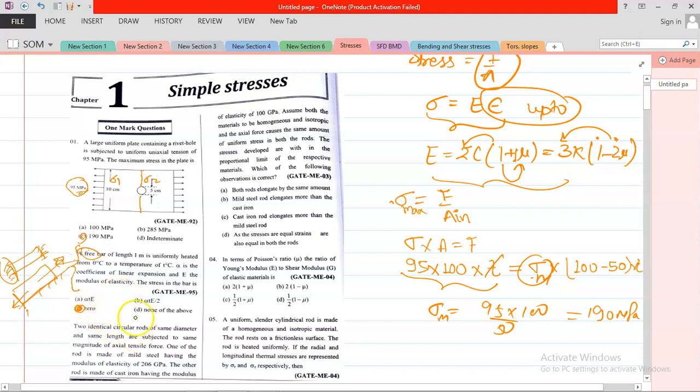Your third question is, two identical circular rods of same diameter and same length are subjected to the same magnitude of axial stress. One of the rods is mild steel having modulus of elasticity 206 gigapascal. The other rod is cast iron having modulus of elasticity 100 gigapascal. Now it is given, assume both of the materials to be homogeneous and isotropic.